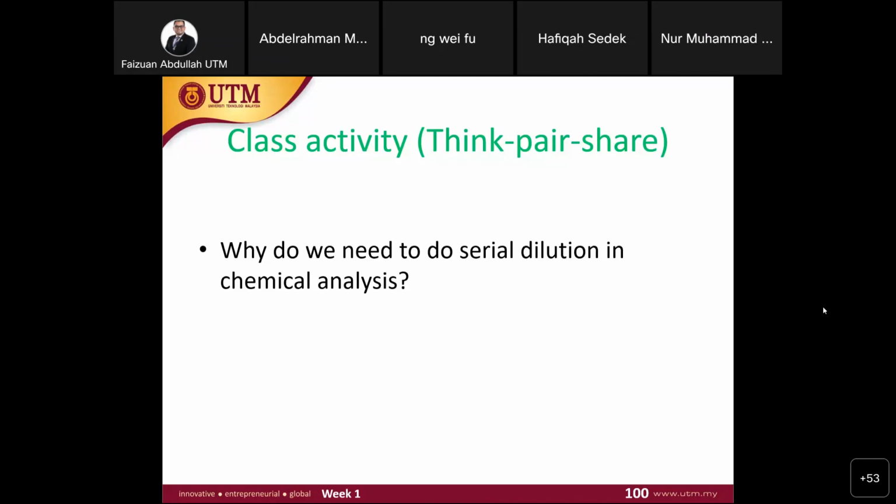Why do we need to do M1, V1, M2, V2? I think to estimate the concentration. To estimate, not so accurate, but okay, good try. And Sarveswaran Tiagu. Sarves, why do we need to do dilution in chemical analysis? To estimate, to get a more accurate representation of the concentration.